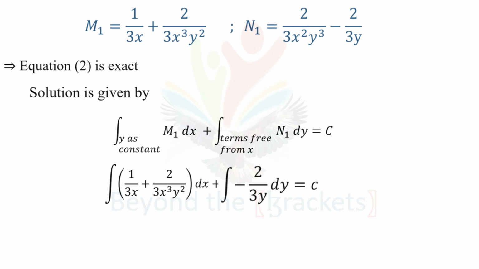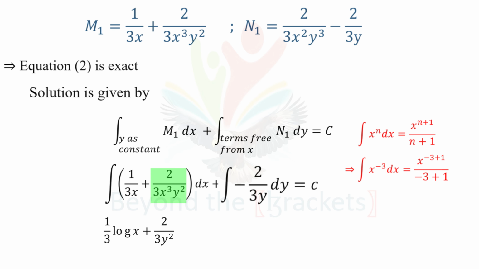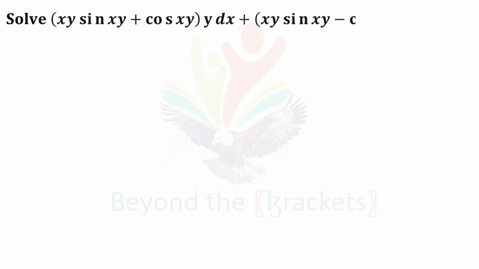Integrating the first integral with respect to x, 1 by 3 is constant, integration of 1 by x will be log x, plus for the second term 2 by 3 y square is constant, integration of x power minus 3 will be minus 1 by 2x cube. For the second integral, minus 2 by 3 is constant, integration of 1 by y will be log y is equal to c. Moving on to the next question.